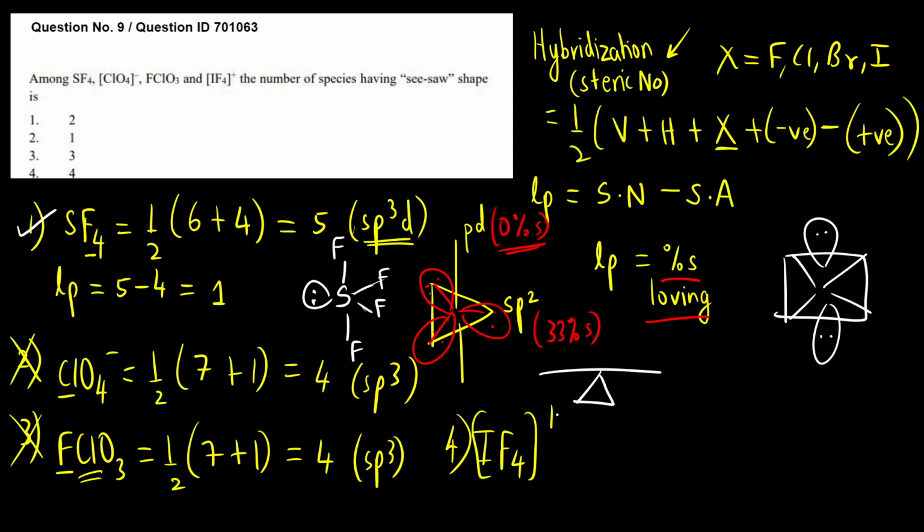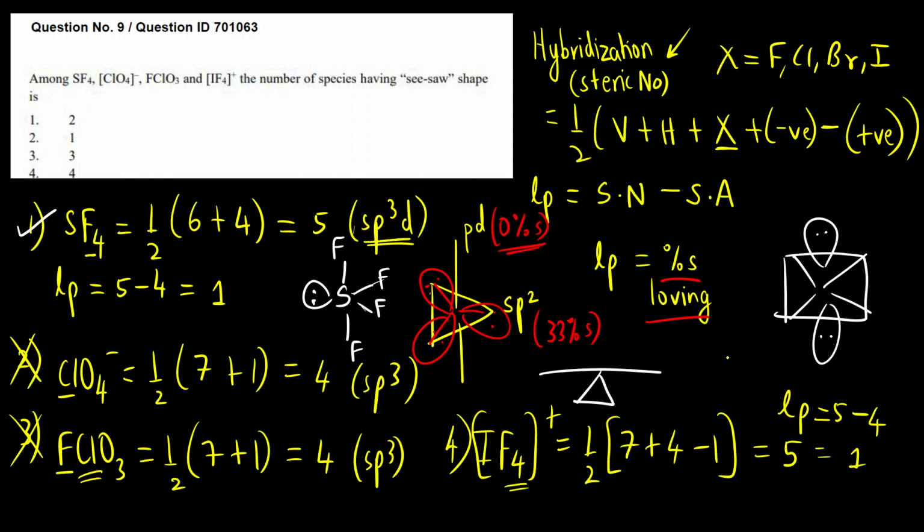And the last one, if you see, IF4 plus. This will be half into: iodine has 7 valence electrons, plus 4 fluorine atoms. Positive charge means minus 1. 7 plus 4 is 11, 11 minus 1 is 10, and 10 divided by 2 is 5. And how many lone pairs are present?